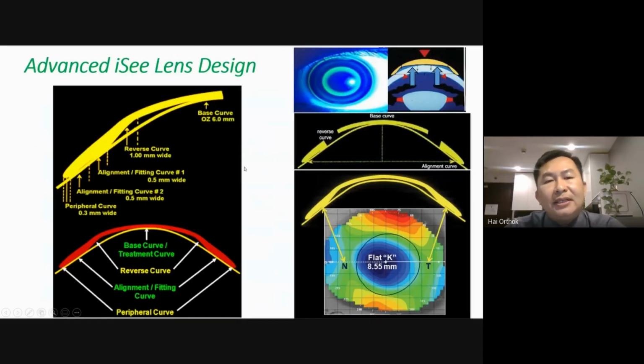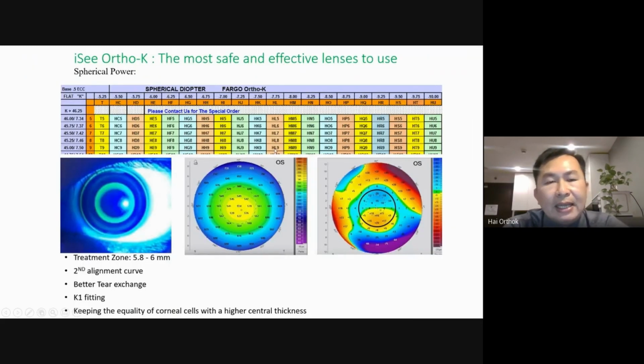So when we turn the design sideways, we will see that we have a deep area evenly between the first alignment curve and the second alignment curve. We distribute 60% on the top and 40% on the first alignment curve right here. So we help to bring more cells from the alignment area of the lens, or outside of the optic zone, inside the optic zone.